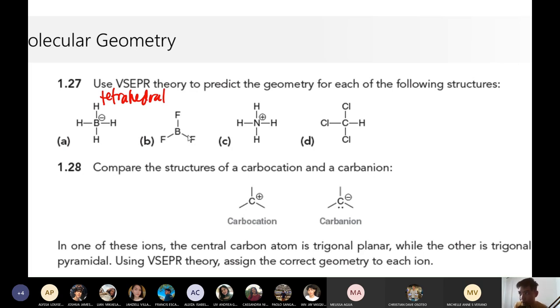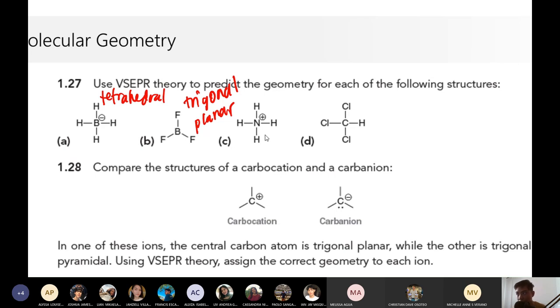So, how about this one? Ano yung steric number? Ano yung mga nakapaligid sa kanya? Tatlong atoms, walang lone pair. Okay? So, ano yung magiging shape niya? Yan ay sp2 hybridized kasi tatlong atoms lang nasa paligid sa kanya. Ang steric number niya ay 3. So yan ay sp2 hybridized. So, that is trigonal planar. Trigonal planar yung shape niyan.